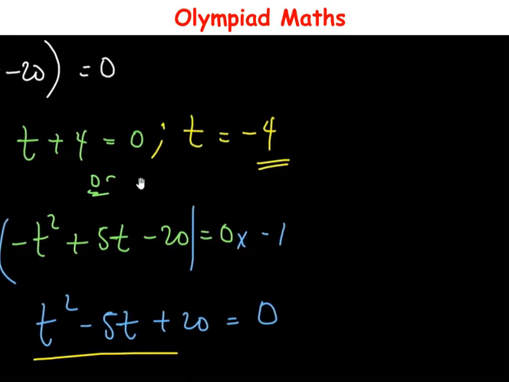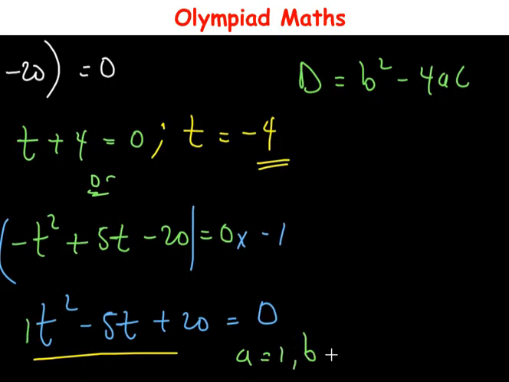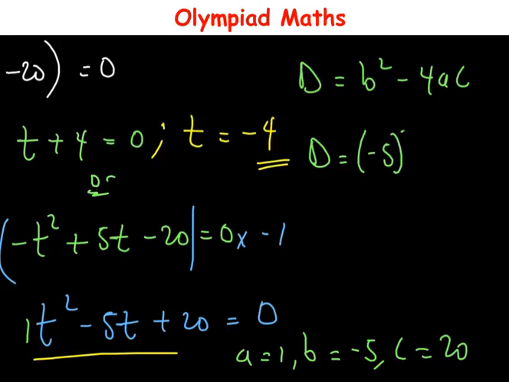Now the next thing for us to do is to check whether this equation has a real solution, and to do so we are going to make use of the formula d is equal to b squared minus 4ac. In this case, the value of a is the coefficient of t squared, which is 1. The value of b is the coefficient of t, which is minus 5, and c is the constant, which is 20. So putting these values in, d is equal to minus 5 squared minus 4 times a, which is 1, times c, which is 20.